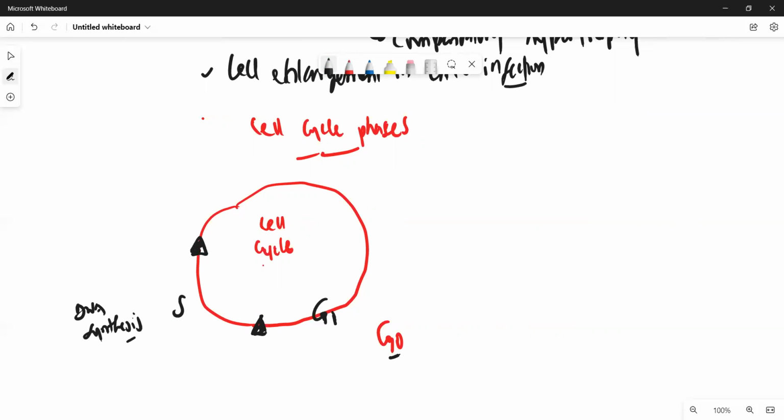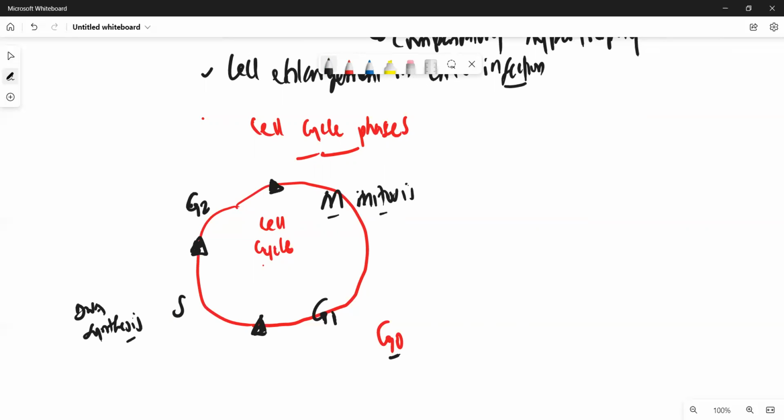After the S phase, we have the G2 phase. And after the G2 phase, we have the M phase, which is when the cell divides into two, which is our mitosis. But like I said, we're going to go through this in more detail during biochemistry.